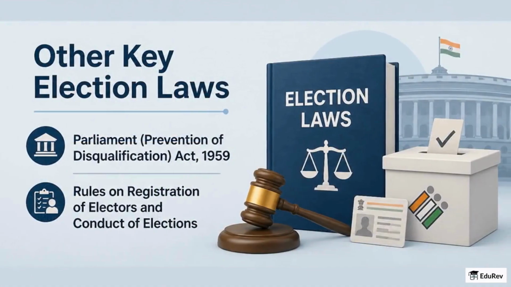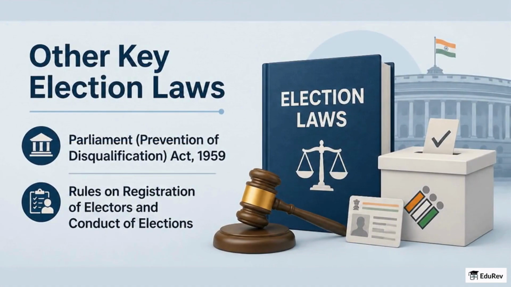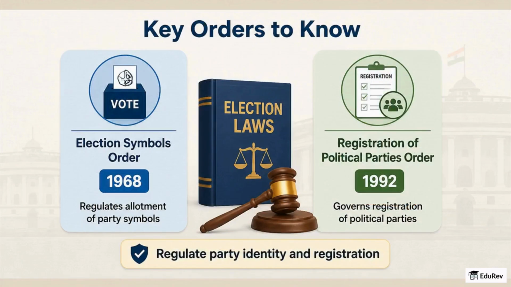Apart from these three laws, several allied statutes and rules shape electoral law, such as the Parliament Prevention of Disqualification Act 1959 and rules on registration of electors and conduct of elections. Also remember orders like the Election Symbols Order 1968 and the Registration of Political Parties Order 1992, which regulate party identity and registration. Small details that can appear in prelims.